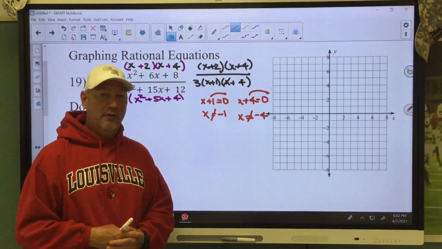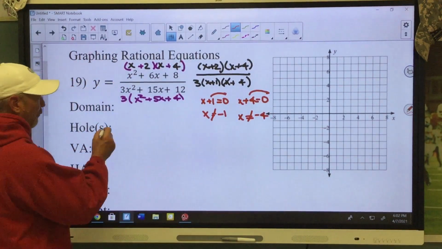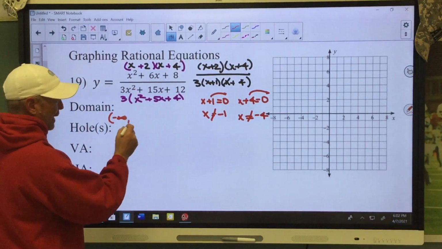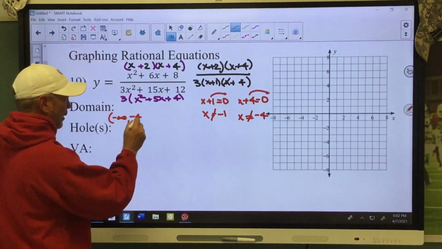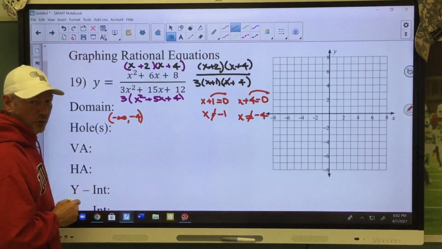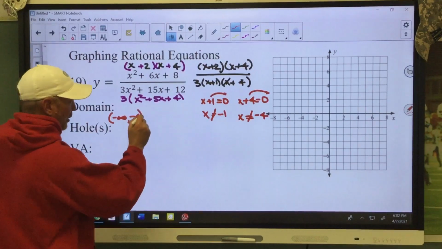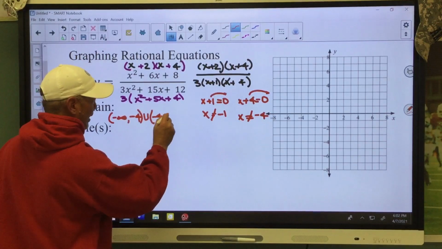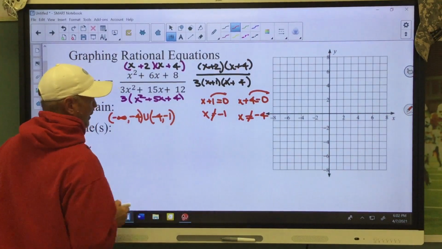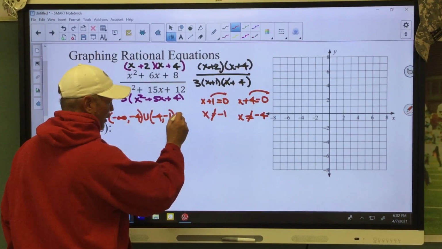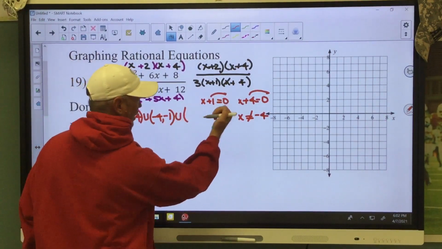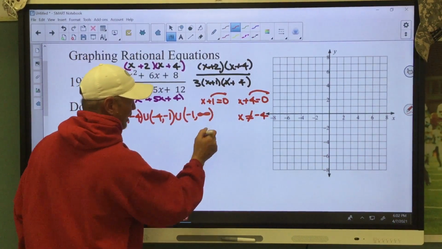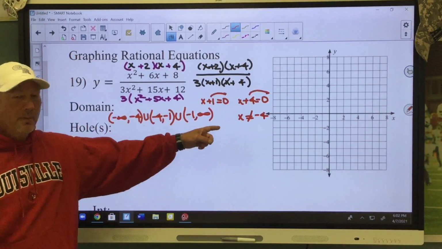So how do we write this in interval notation? We're going to go from -infinity to -4. Close it with a soft bracket because we cannot touch it, cannot include it. Have a U. We're going to go -4 to -1. We're going to close it. We're going to have a U. We're going to open it. And we're going to go from -1 to positive infinity. This is how we're going to write our domain.